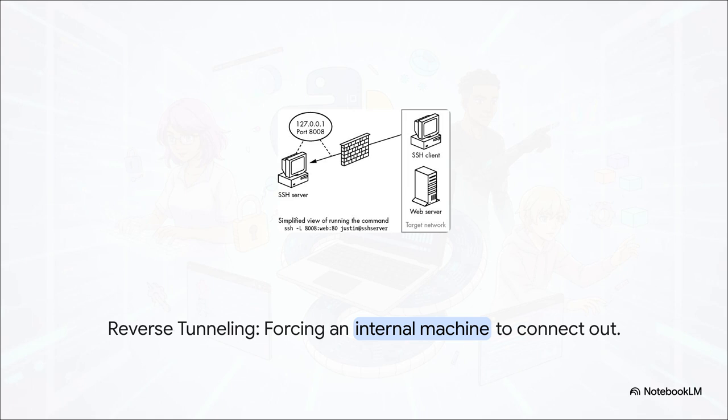But reverse tunneling, now this is even more clever. What if the machine behind the firewall can't accept any incoming connections, but it can make outgoing ones? No problem. With a reverse tunnel, you get the compromised machine to connect out to your server, and in doing so, it opens up a tunnel back into its own network for you. It's basically like tricking someone inside a castle into lowering a rope ladder for you to climb up.